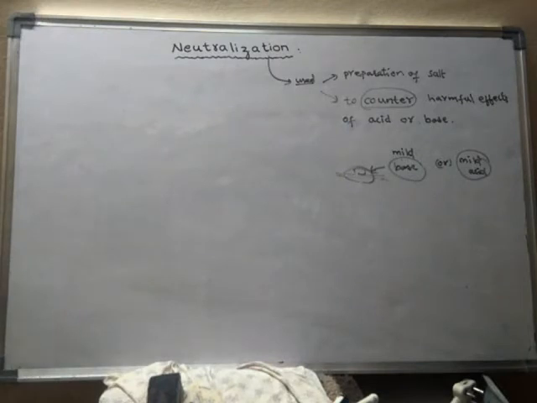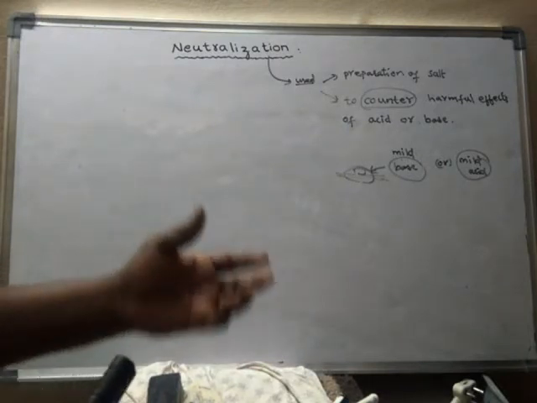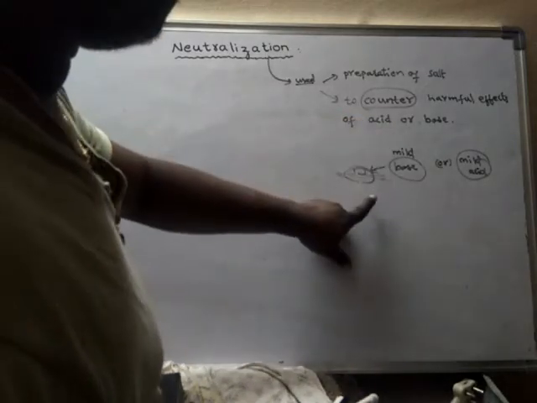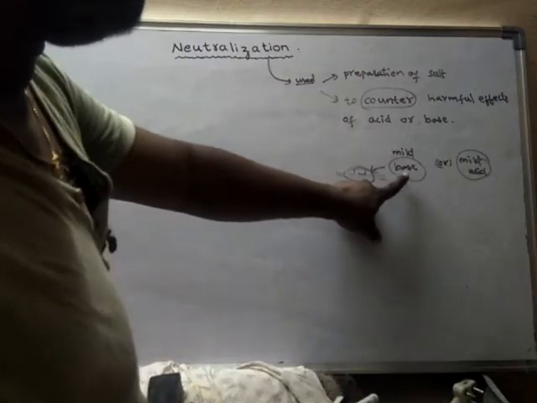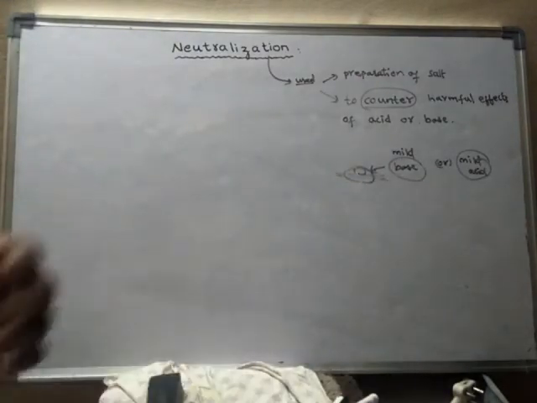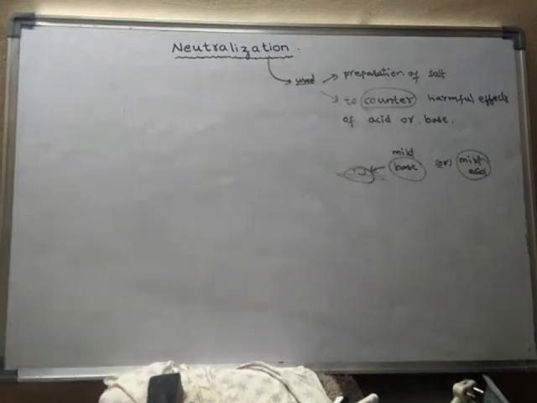Mild acid or mild base means a very slight acidic nature or a slight basic nature. If the acid has a slight acidic nature, then it is said to be a mild acid. So here the acid is countering the base and the base is countering the acid. I mean the harmful effect of acid is countered by the base and the harmful effect of the base is countered by the acid. Counter means opposed.